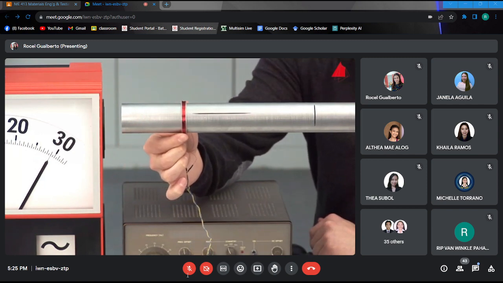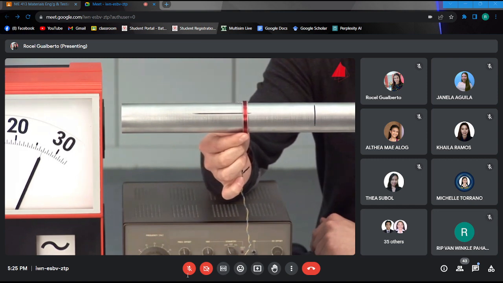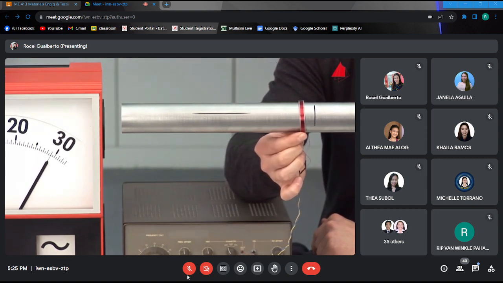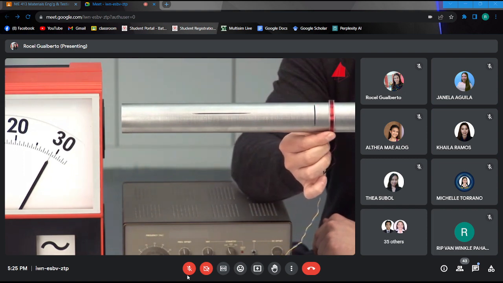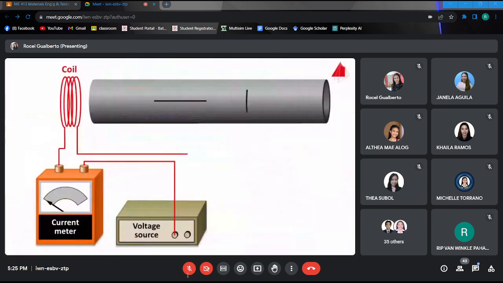The current decreases in the region of the longitudinal cut and reaches the original magnitude again in the intact part of the tube. The cut in circumferential direction has apparently no influence on the current. The animation shows the physical background.